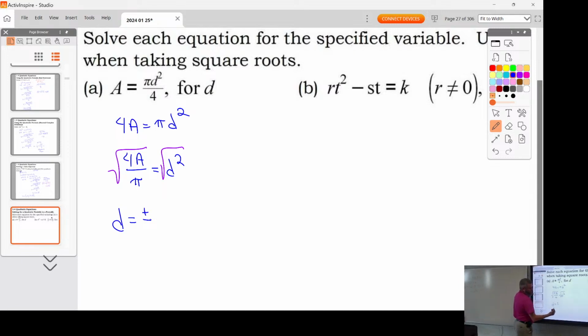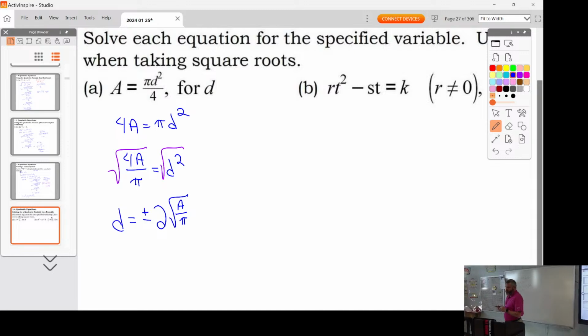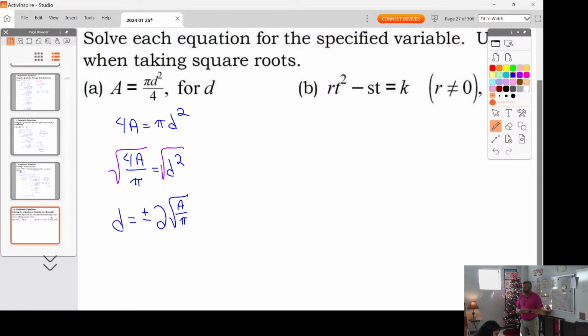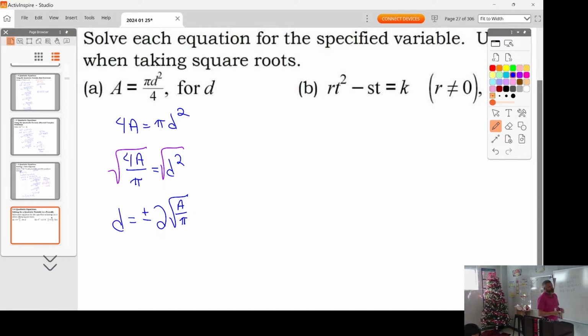I could take a 2 out because the square root of 4 is 2. So 2 times the square root of a over pi. I'm going to go ahead and stop there. I could go one more step, but I'm just going to stop right there. Is d by itself? Great. We haven't talked about rationalizing denominators or anything like that, so I'm just going to leave it at this point for right now.